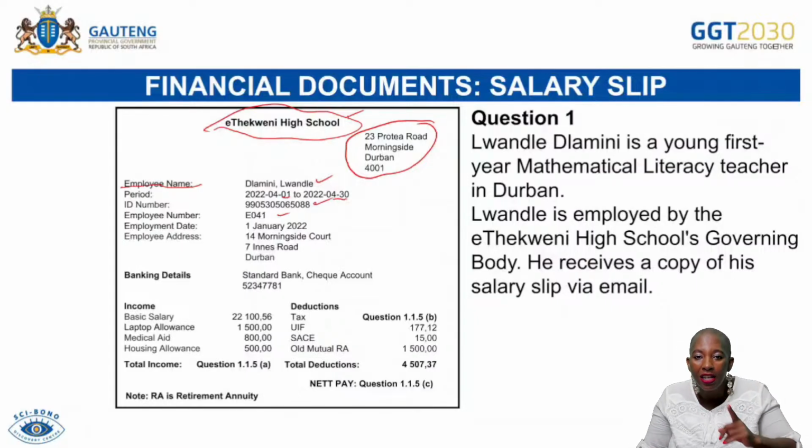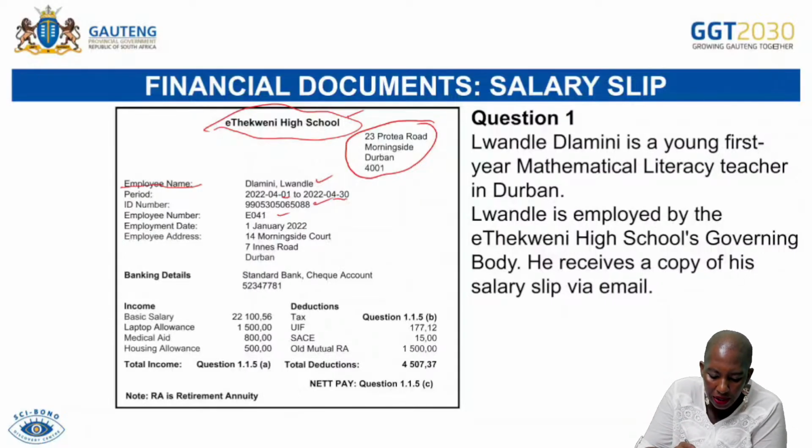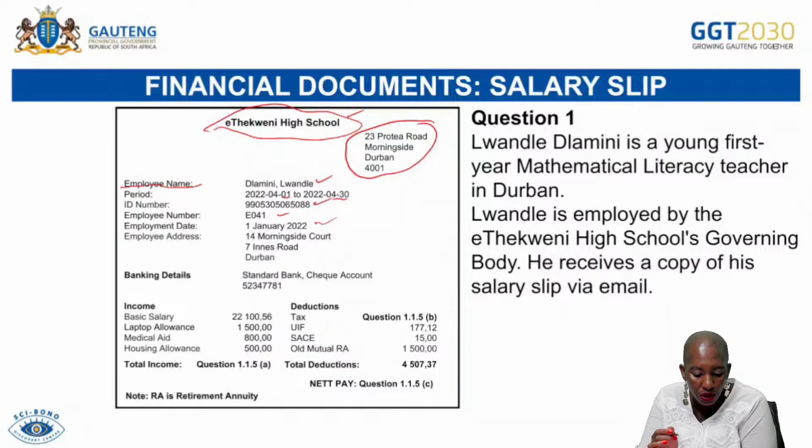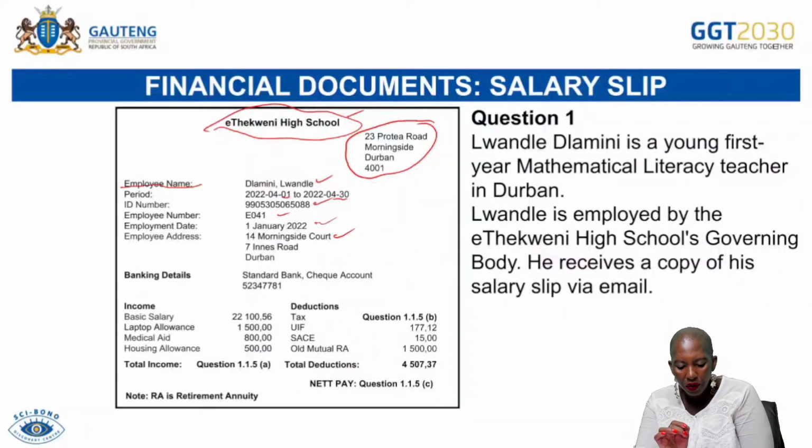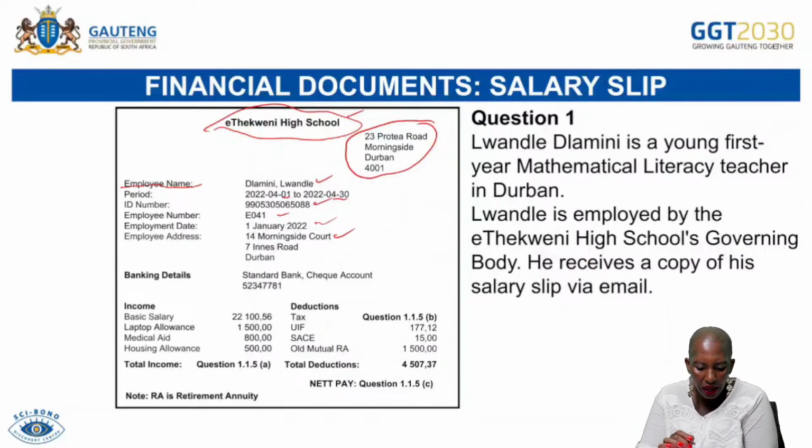And remember, we said a salary does not depend on the hours, but it is a fixed amount paid on a monthly basis. And then we say the employment date. When were they employed? They started working when? On the 1st of January 2022. Where do they live? They live at 14 Morningside Court, Durban.